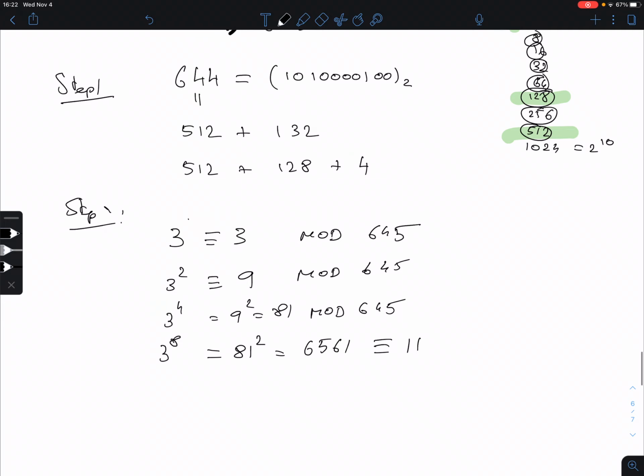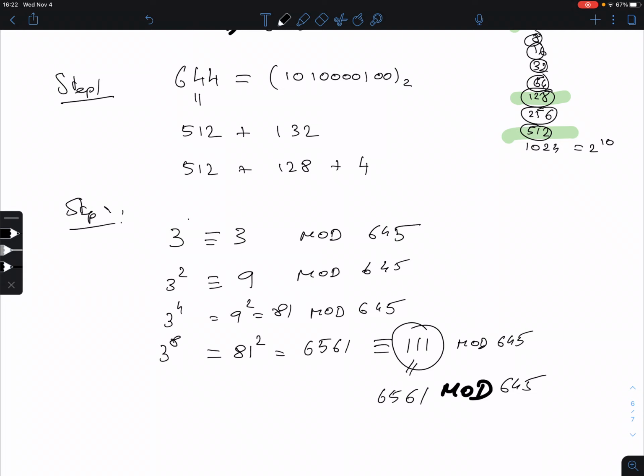6561 is 111 mod 645. So how do I get 111? What I'm saying is that 111 is 6561 mod 645. That is what I'm saying. Okay? And you calculate this number and you see that it is 111.